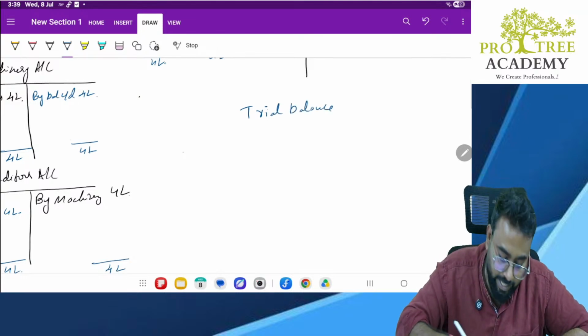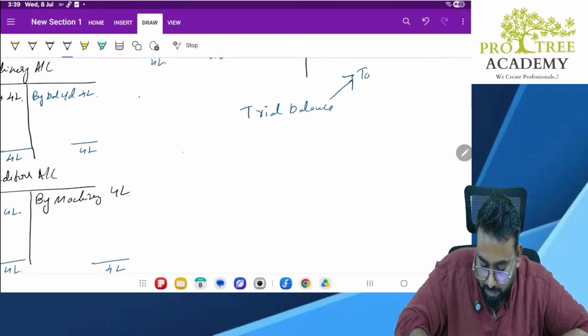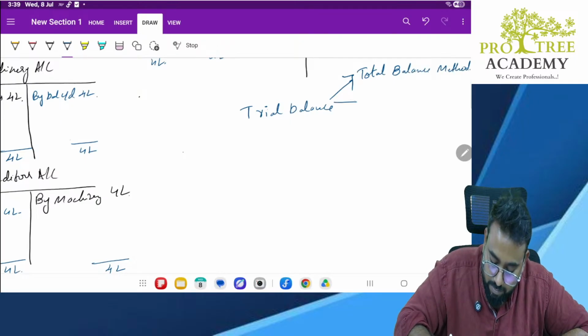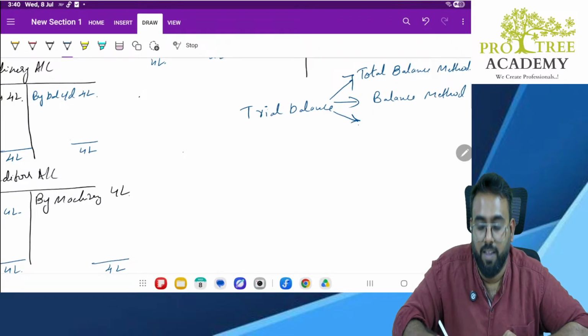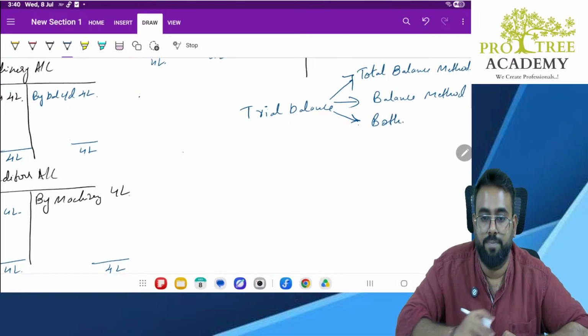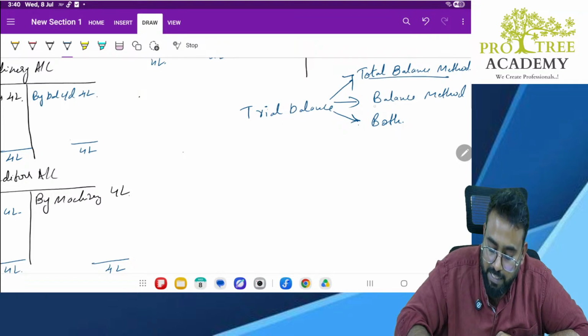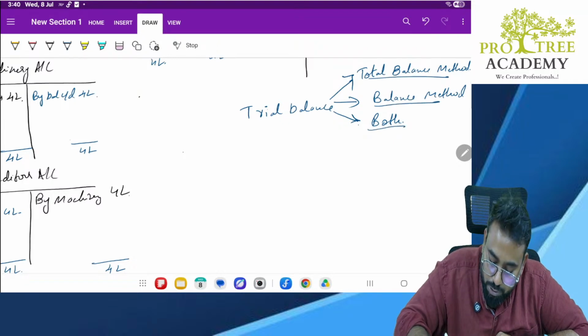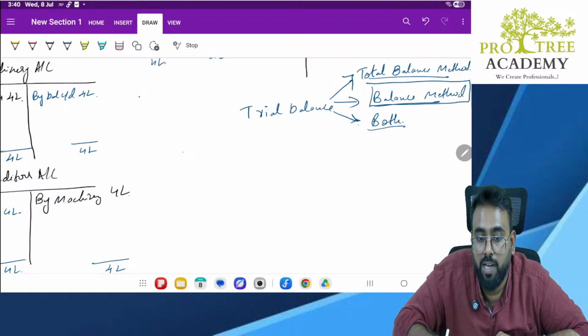Under trial balance, there are 3 methods: total balance method, balance method, and both. Mostly used, highly used. Clear? But we have to learn all.